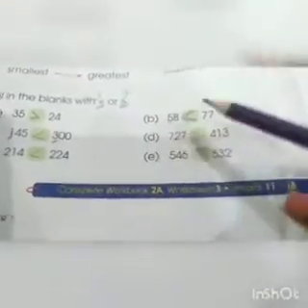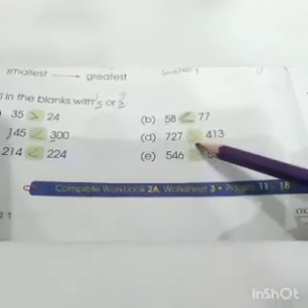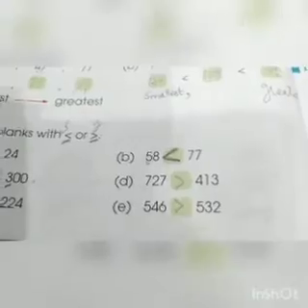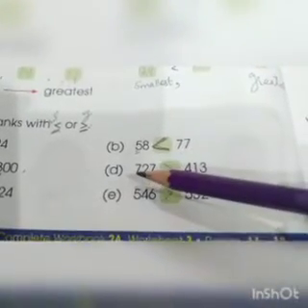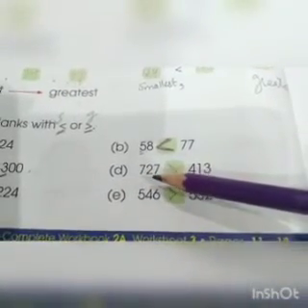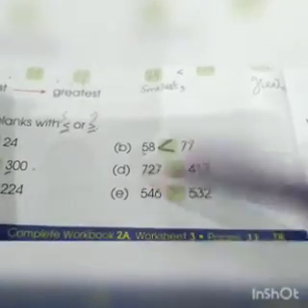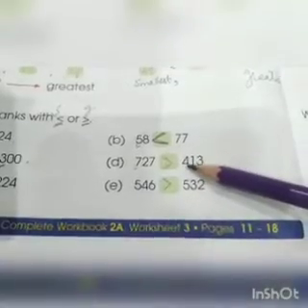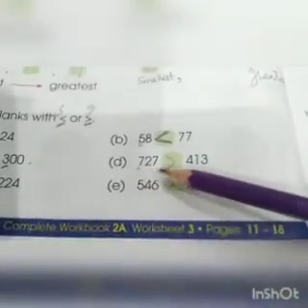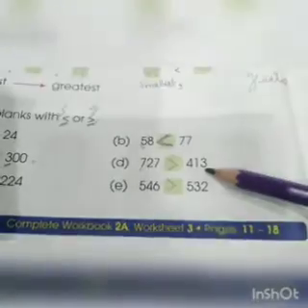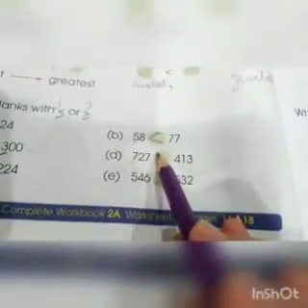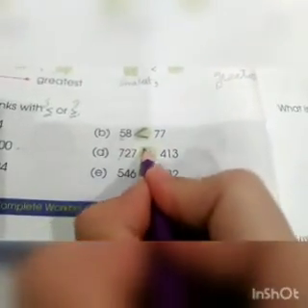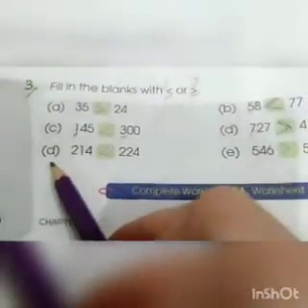Part D: 727 and 413. While comparing three-digit numbers, first we compare the numbers on the hundreds place. 7 is in the place of hundreds and 4 is in the place of hundreds. 7 is greater than 4. Thus, 727 is greater than 413. This sign we use for greater than.